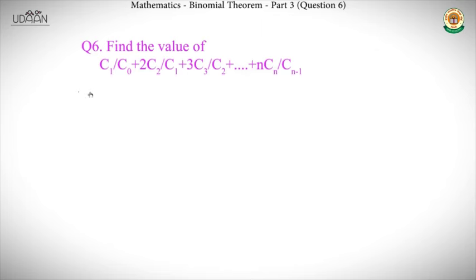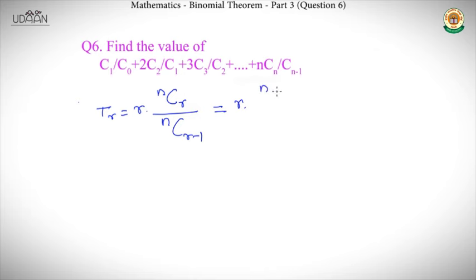Yes. So after looking at this series, what do we think? We have seen the binomial coefficient in the numerator only. We haven't seen the binomial coefficient in the denominator. So how to handle this? Let's see the general term of this series. So Tr is equal to r into nCr by nC(r minus 1). We'll expand this binomial coefficient to get the simplified form, to remove the term C.